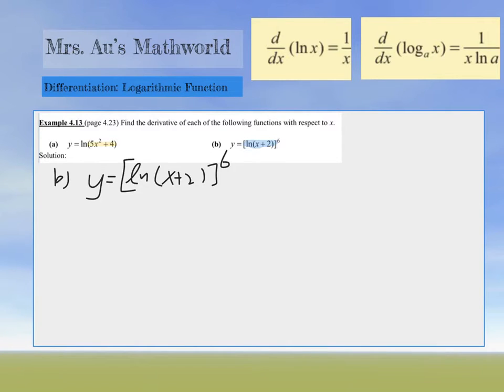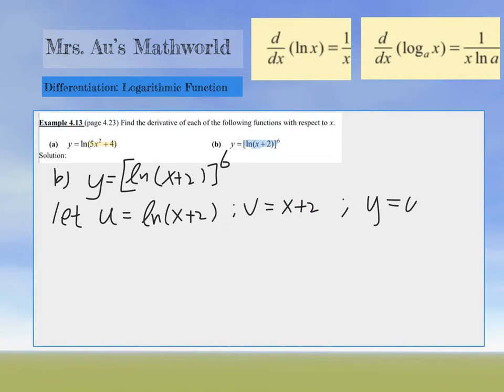Let me show you how to do it. You can see that I've let u be the whole thing here, log x plus 2, and then the inside will be x plus 2 only. So y becomes u to the power 6. You may wonder how to use the chain rule. It is very sure that we will use dy with respect to du. So 6 times u to the power 5 is for sure. We need to make sure how to handle the chain rule.